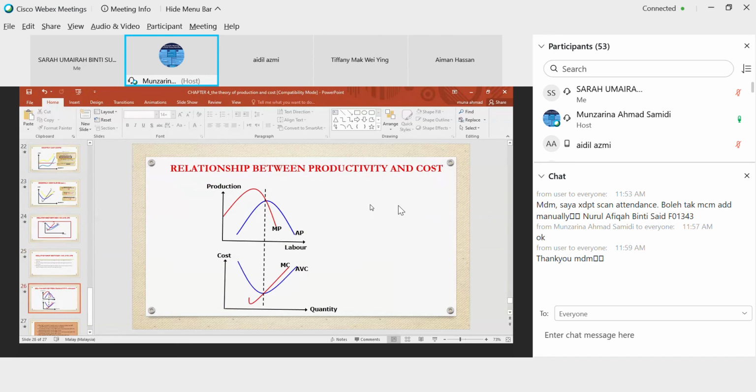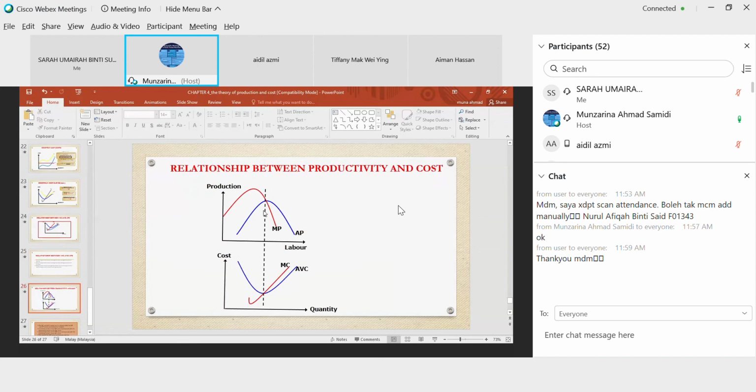So this is actually a relationship between productivity and cost. AP and AC and MP and MC are actually mirror images of each other. MP is the mirror image of MC. AP is the mirror image of AC.